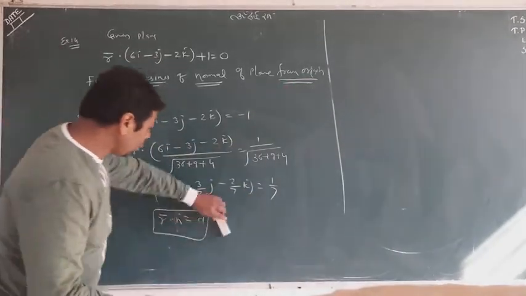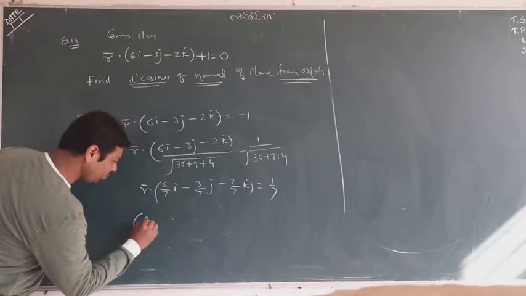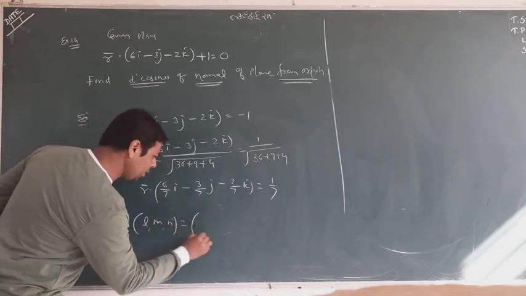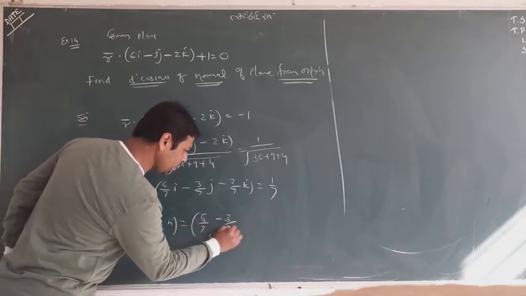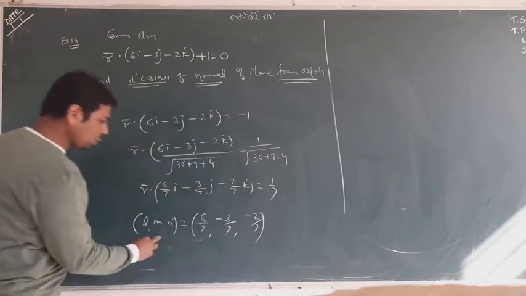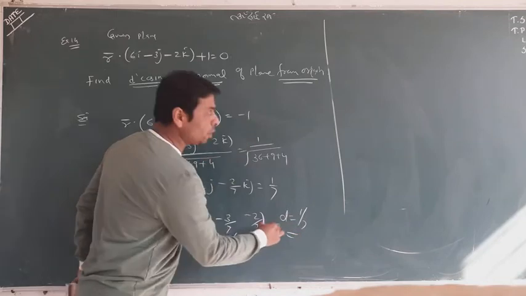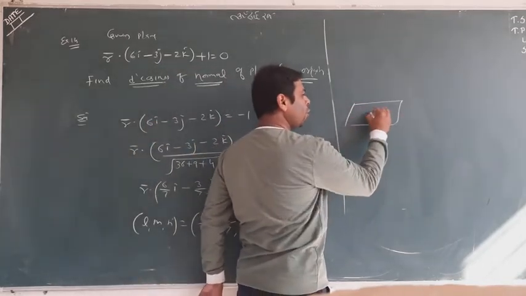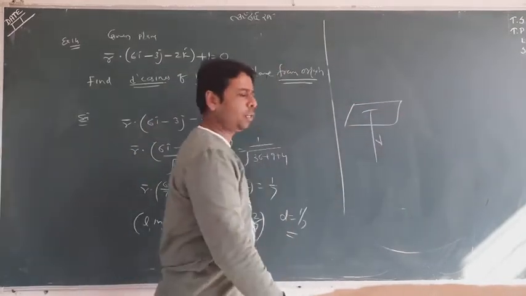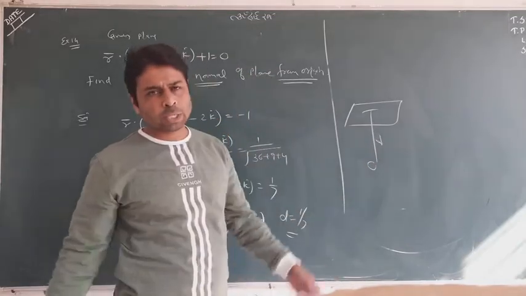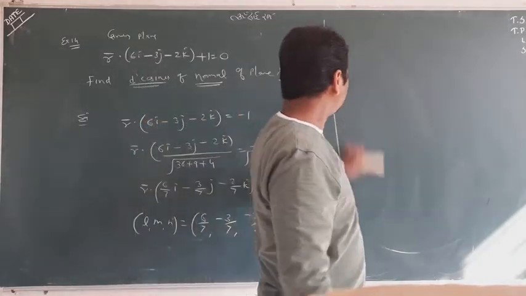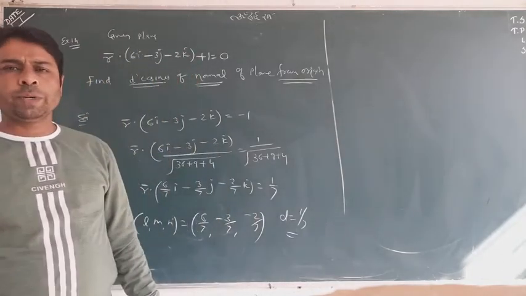So if you want your direction cosines, they will be 6 by 7, minus 3 by 7, minus 2 by 7. This is the direction cosines of the normal of the plane. And what is d? 1 by 7. This is the perpendicular distance of the plane from the origin point. If you are asked, you can do it. So this is all about it; remember that this is a very simple concept.